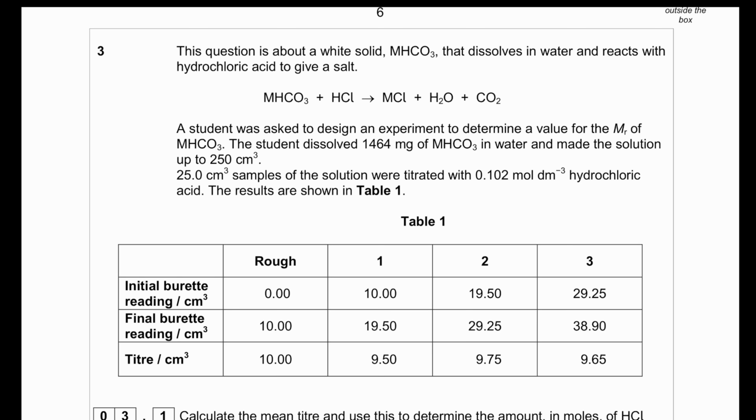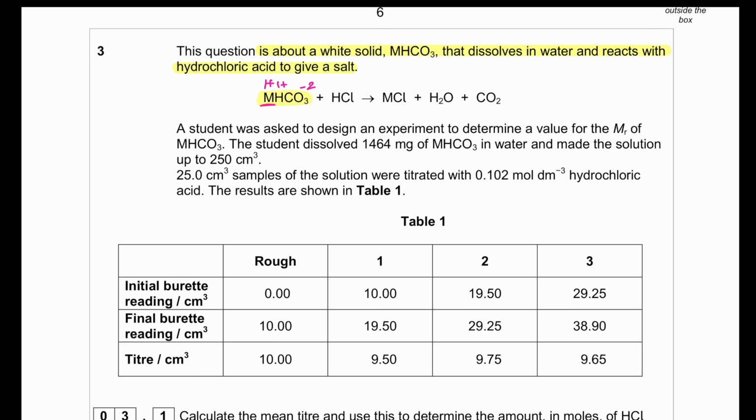Question number 3. This is about a white solid MHCO3 that dissolves in water and reacts with hydrochloric acid to give a salt. Now, as you can see from this particular equation, the MHCO3, the M must be a group 1 metal or a +1 charge, because the carbonate is -2 charge and the hydrogen has a plus charge. So this +1 and the +1 adds up together to be equivalent to the -2.